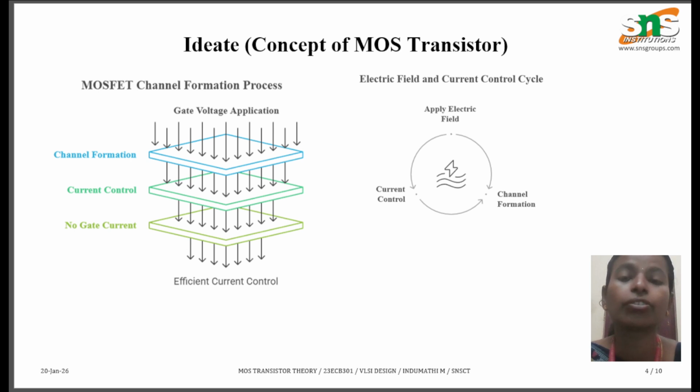NMOS has accumulation, depletion, and inversion regions. The threshold voltage depends on oxide thickness, doping concentration, and body bias. This threshold voltage control is a trade-off between speed and power.